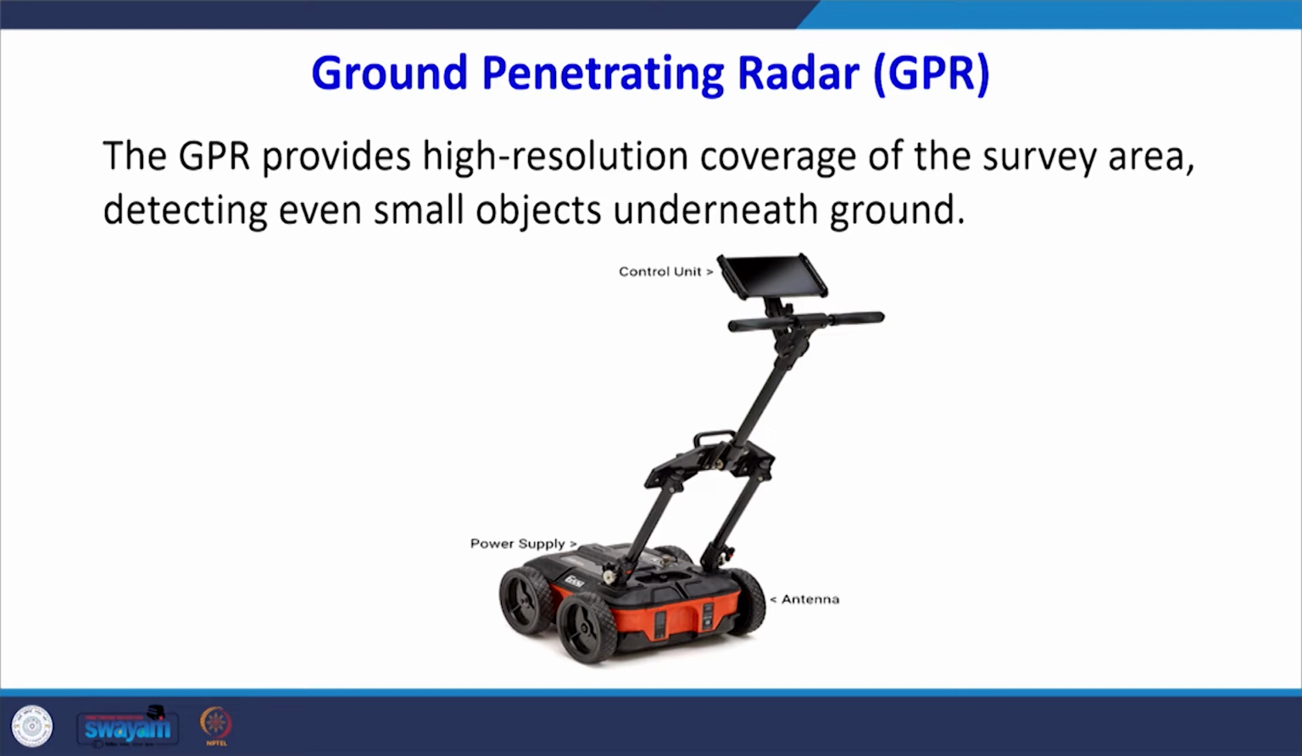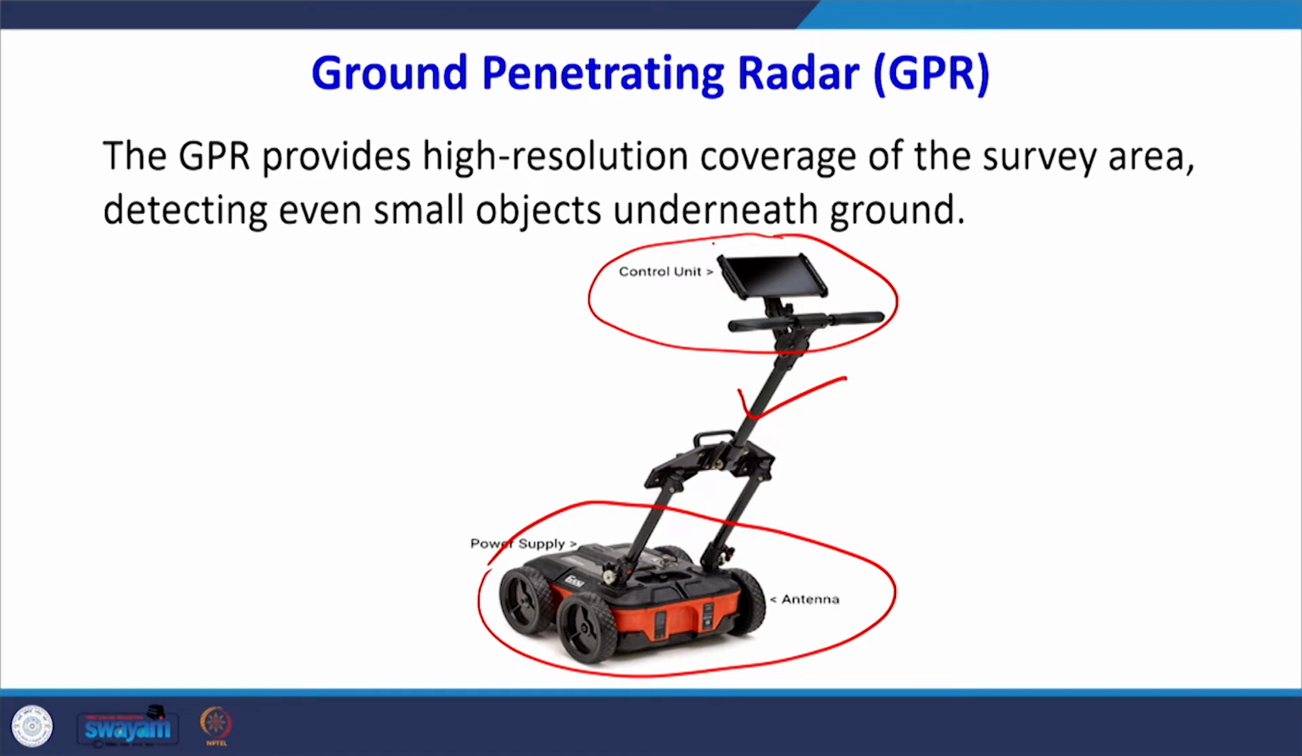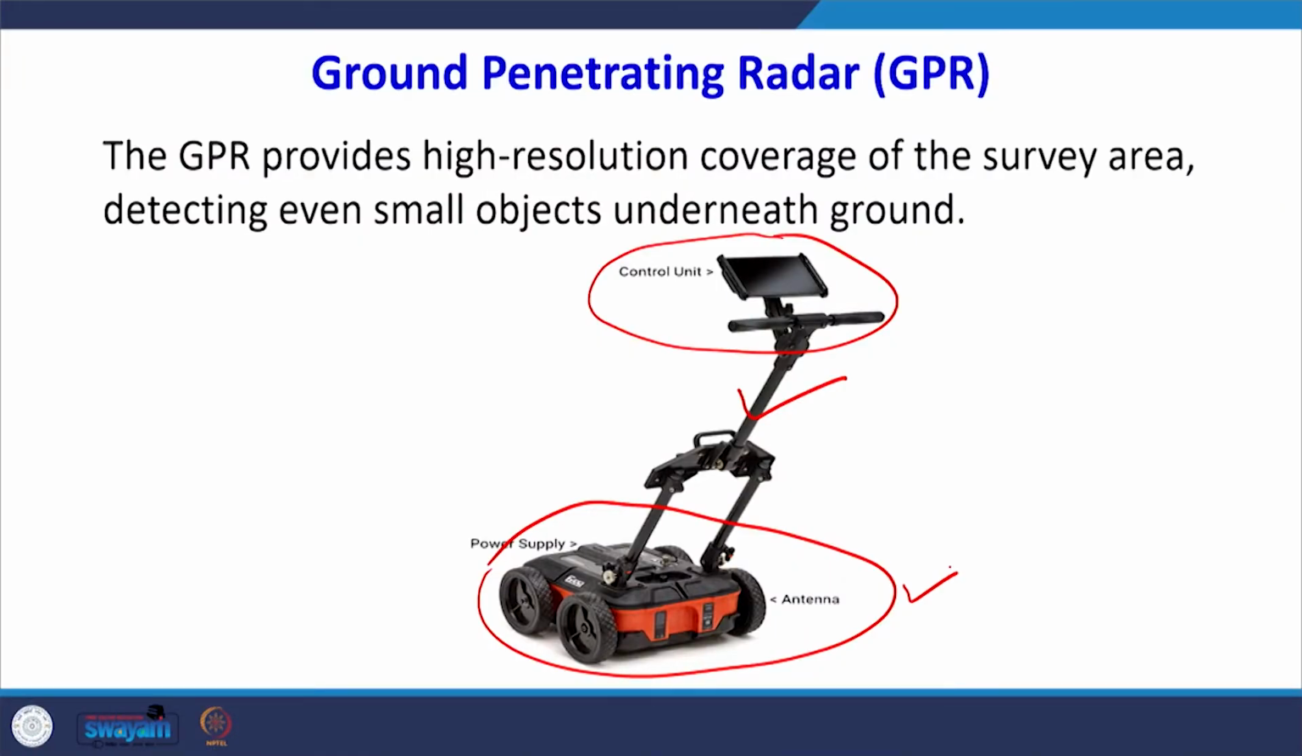So, here these instruments will provide you high resolution coverage of the area. So, you can see this instrument, it has actually a trolley. This is the trolley where the instrument is mounted. This is the actual device, antenna and transmitter, and we have a control unit on the top of the instrument trolley. So, there is a handle actually to move this instrument, and there is a control unit where you can get the display device. The instrument you are keeping basically face down.